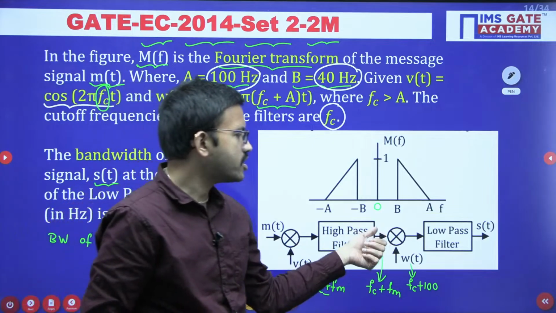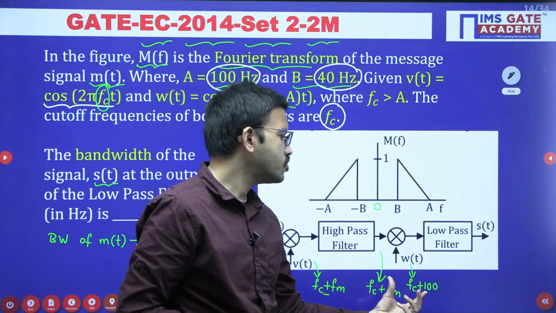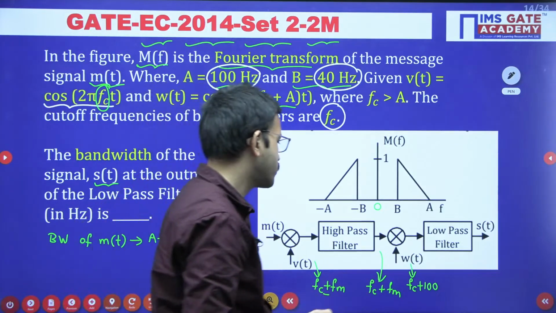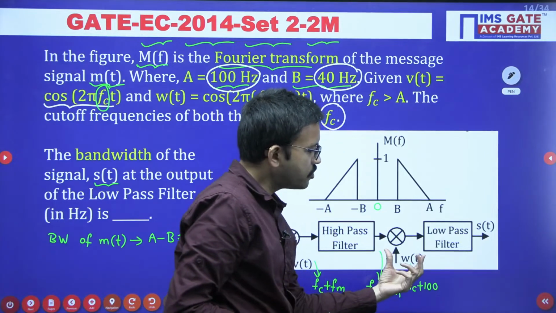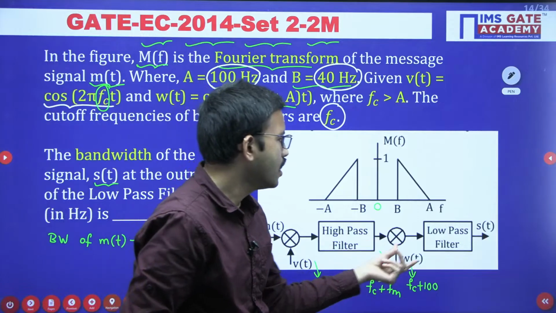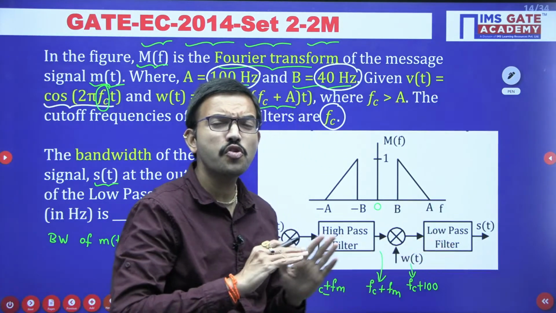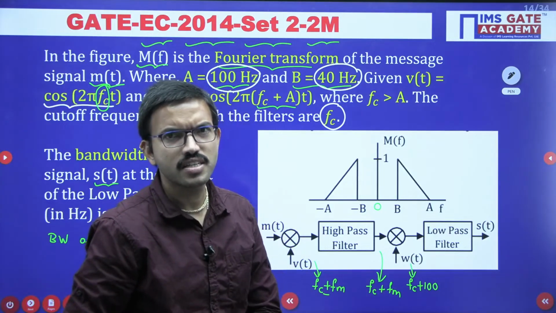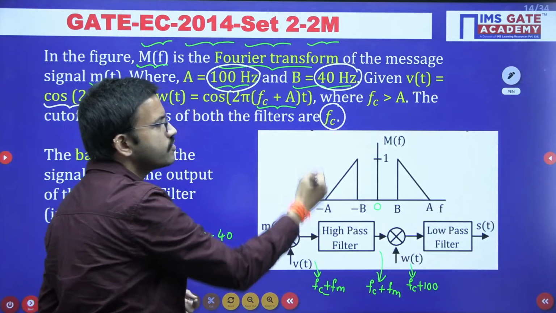Now once again you are using a multiplier. You will get the addition of these 2 frequencies and the subtraction of these 2 frequencies, right? But now see the beauty here. You are using a low pass filter. Whenever you are using a low pass filter, it won't allow high frequency signals. That means it will pass only low frequency signals up to the cutoff frequency.